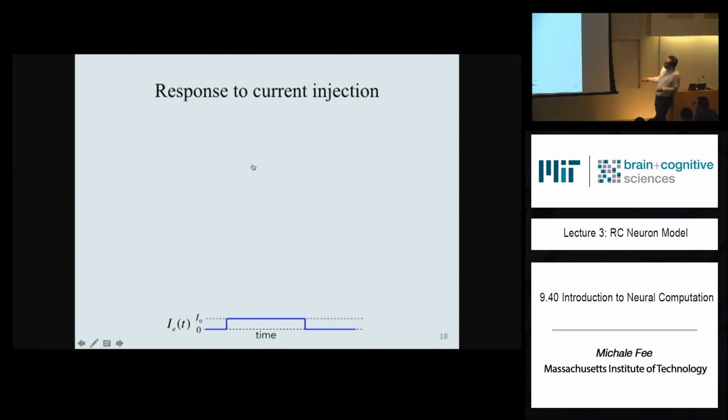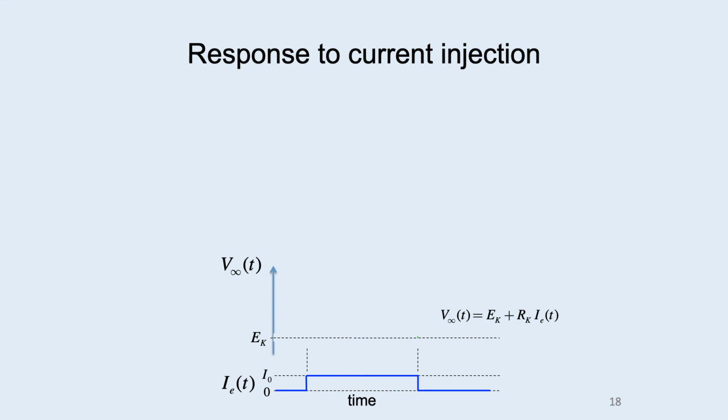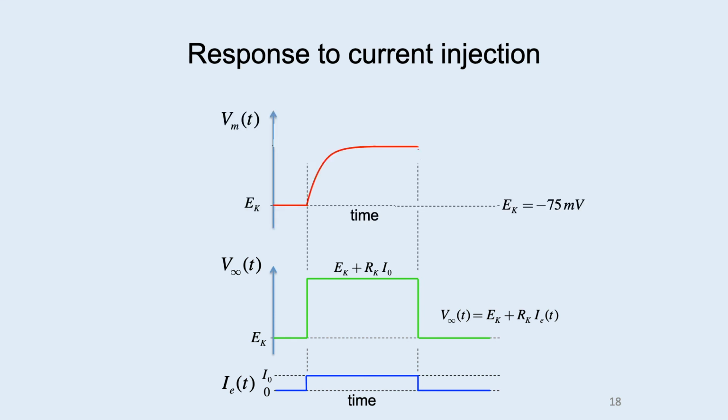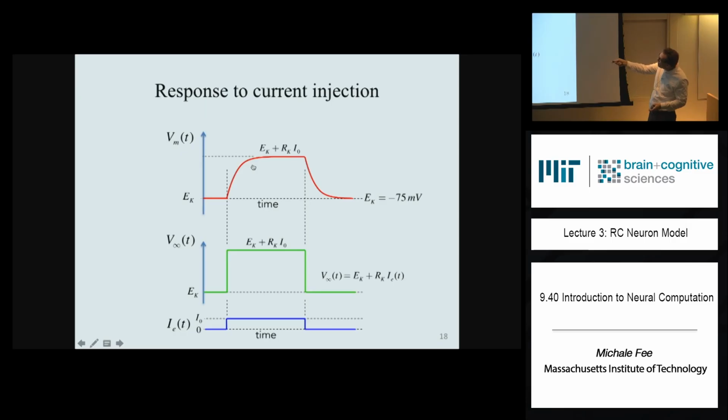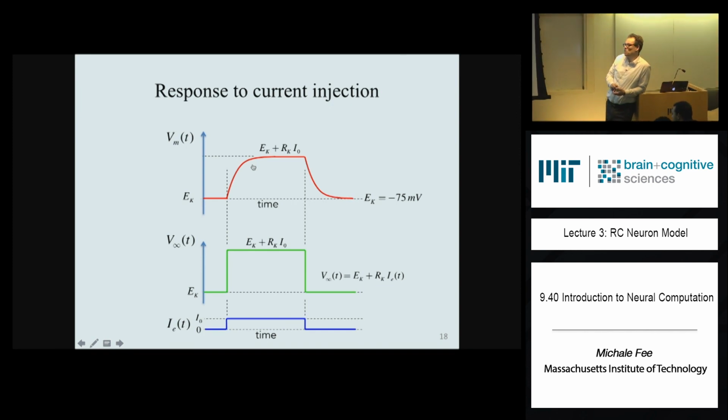So we're going to do the same experiment again. Here's our pulse of injected current. V infinity is now starting at EK, jumps up to EK plus RKI naught, and then goes back down. And the voltage of the cell is relaxing toward V infinity. So adding that just shifted this voltage trace down from 0. Remember before, this was sitting at 0, and now it's sitting at minus 75 millivolts. Okay, any questions?